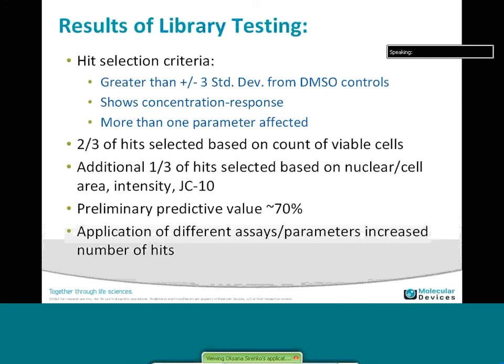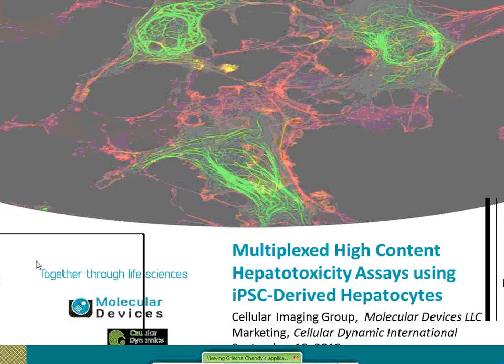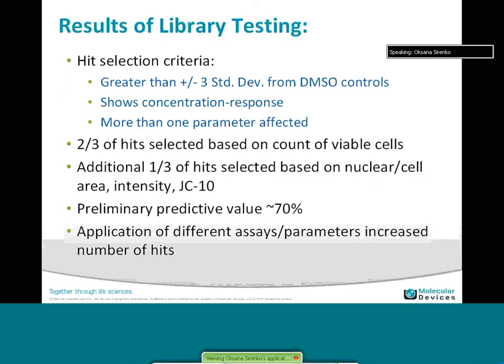We find that about two thirds of hits are selected based on count of viable cells or other cell counts, and an additional 30% of hits are selected based on additional readouts like nuclear shape or cell area or intensity or JC-10 staining. Also, application of different assays and parameters increases the number of hits. This assay should be further developed and seems to have reasonable predictive value and good reproducibility and quality.